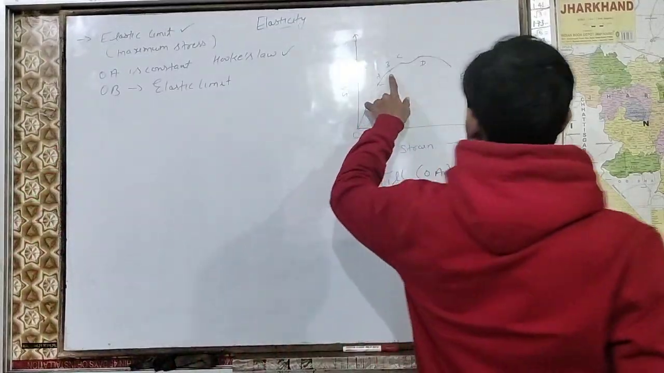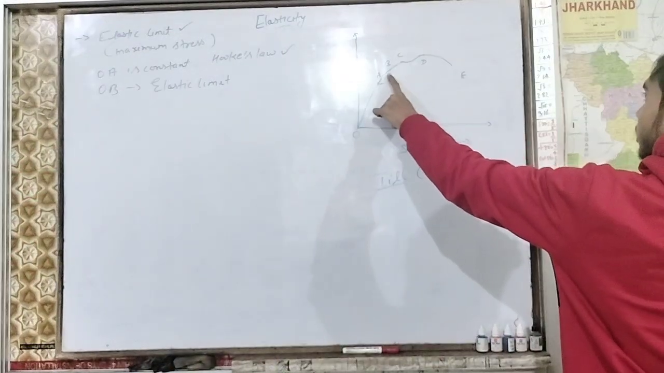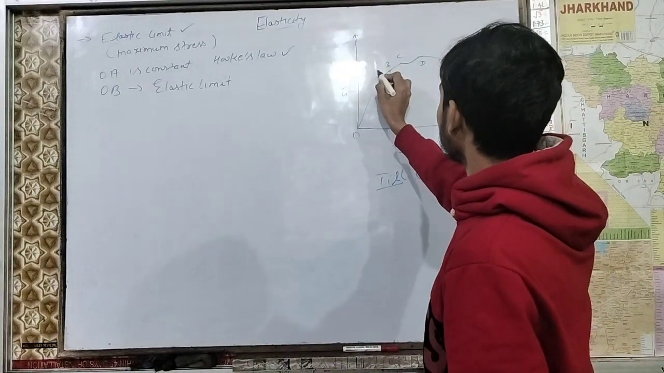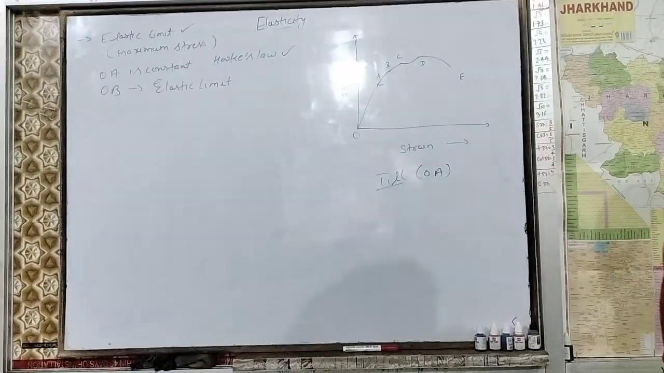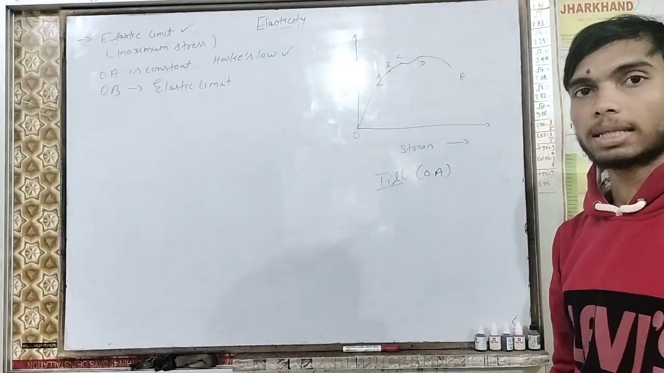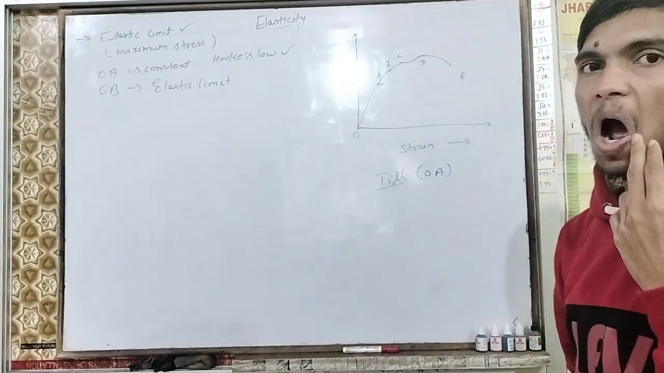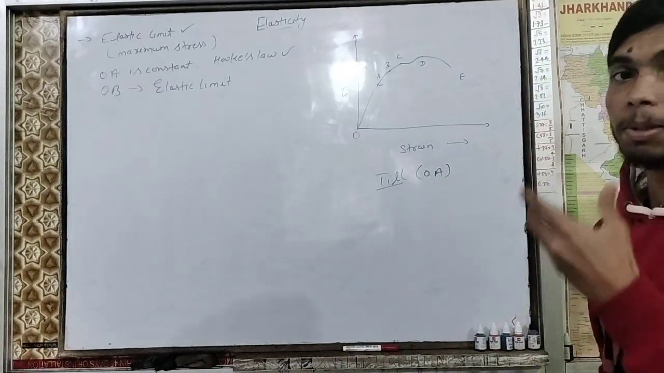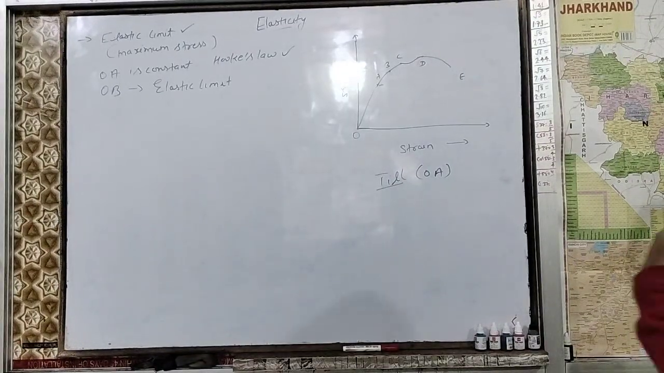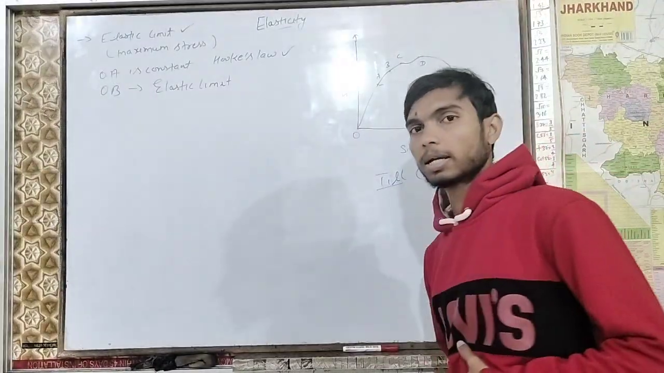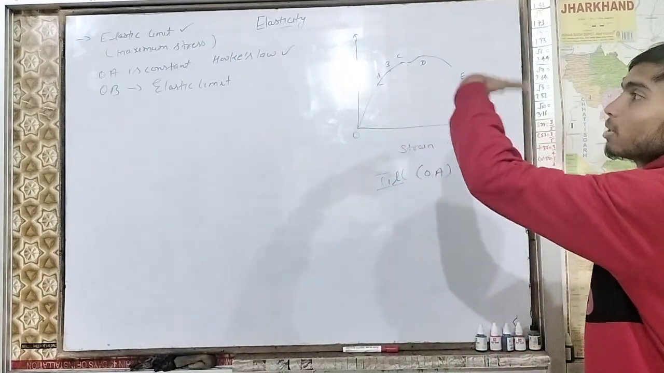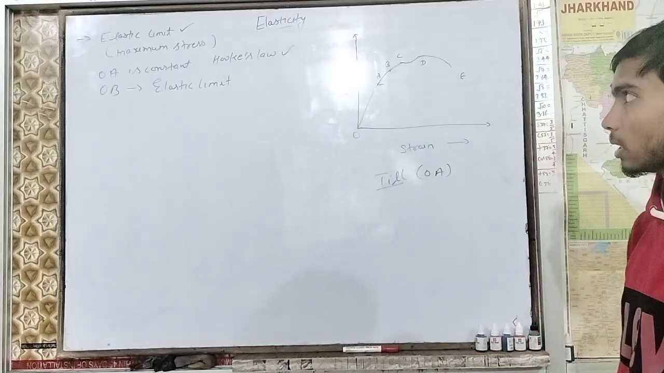Till here, till B, stress is maximum. Try to understand. If we cross this B, then what will happen? Either it will break or it will become plastic. Am I correct? So till B, this is showing that it's the elastic limit. Okay, it's the elastic limit.